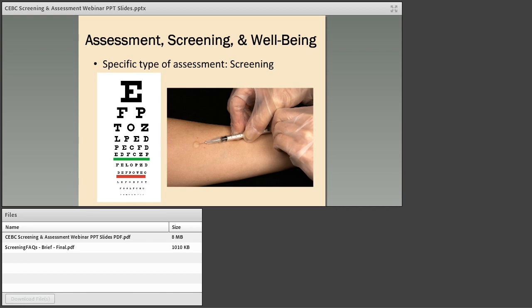A TB test, most of you have been part of a TB test, if not all of you, and a TB test does not tell you that you have tuberculosis, it tells you that you need further assessment, that there's more information that we want to find out and see if you actually do have tuberculosis and if you need treatment. So screening is a fundamental part of well-being in the conversation for child welfare.